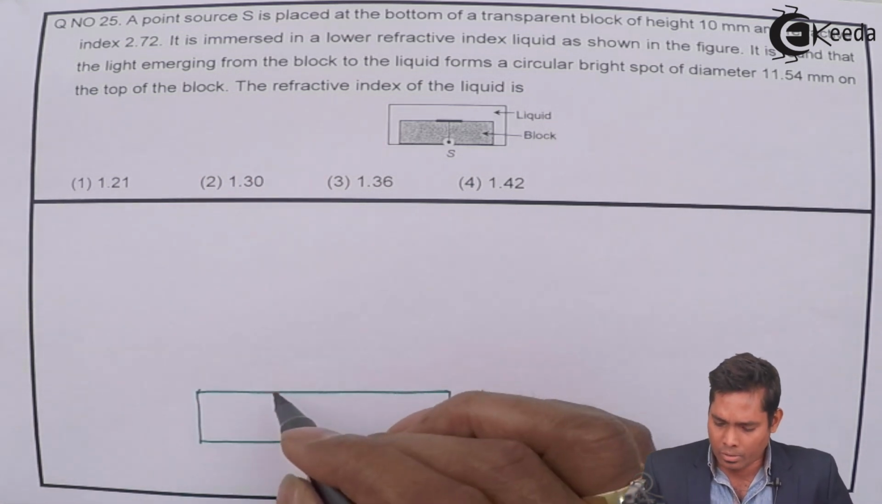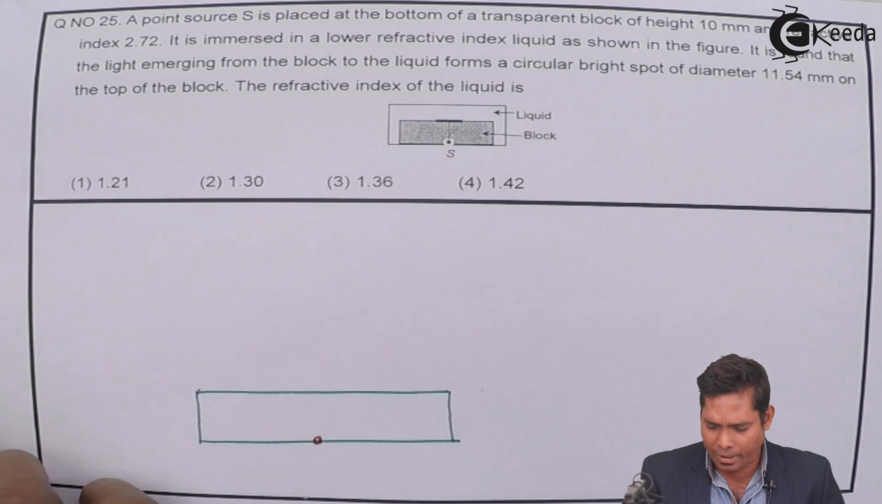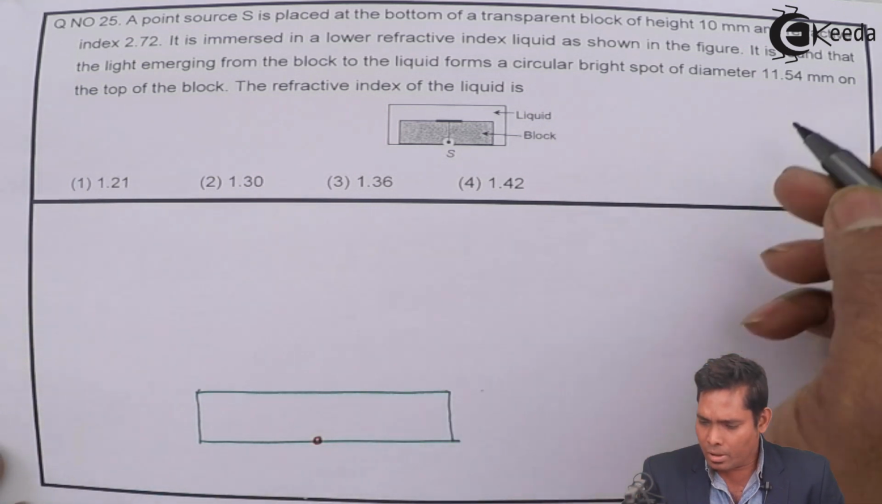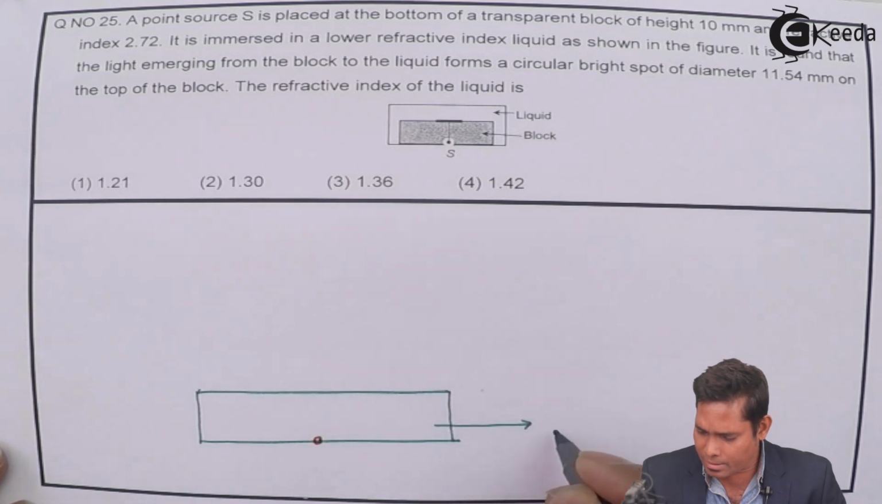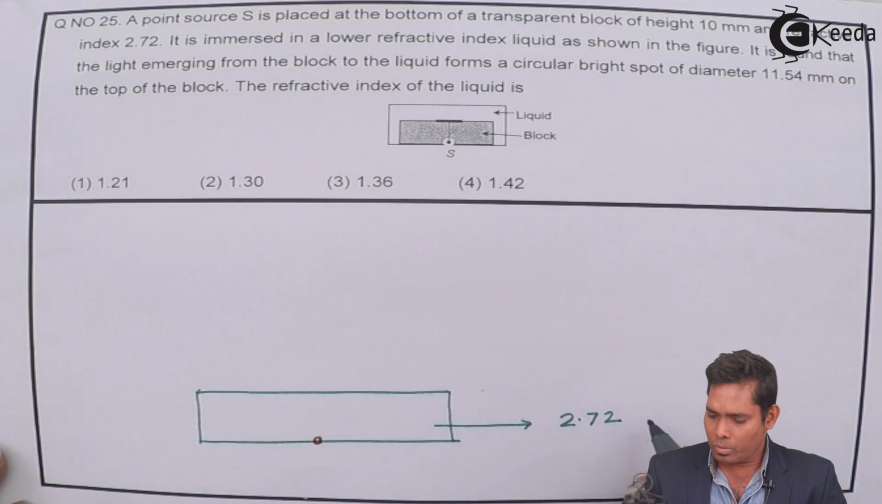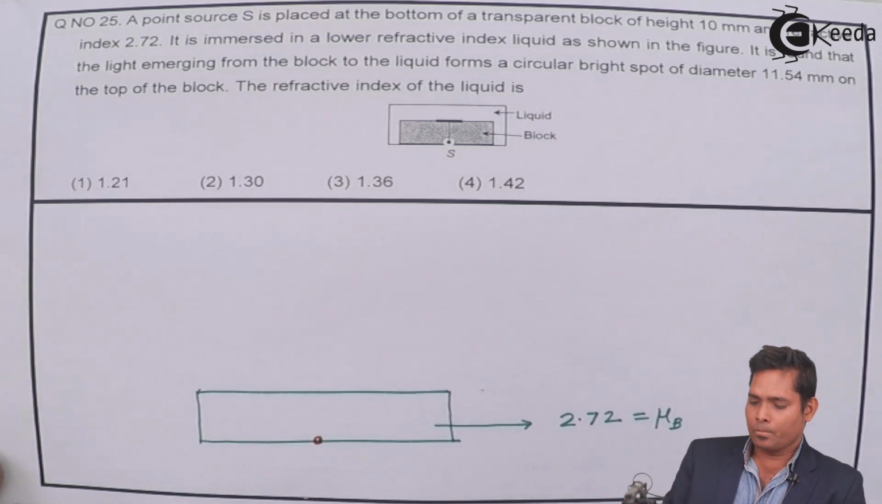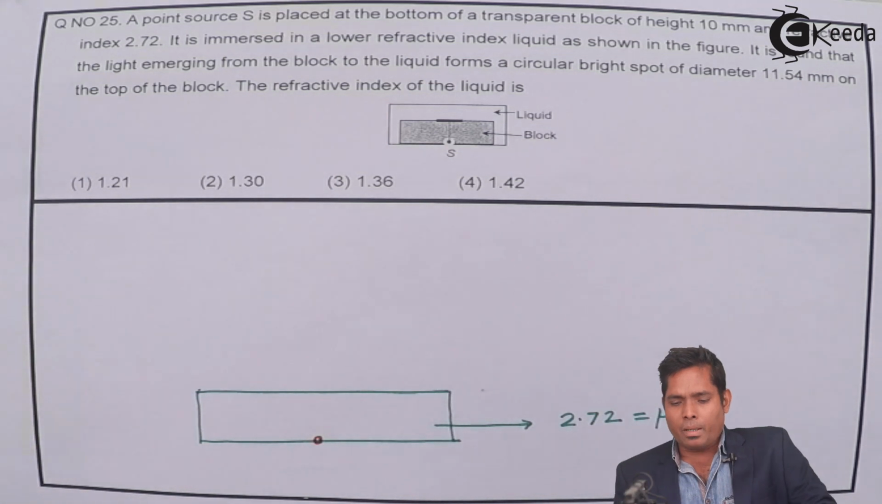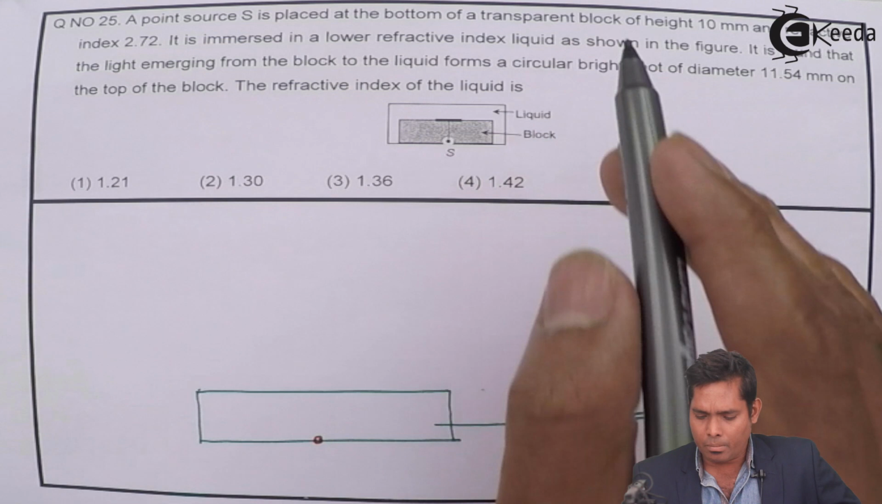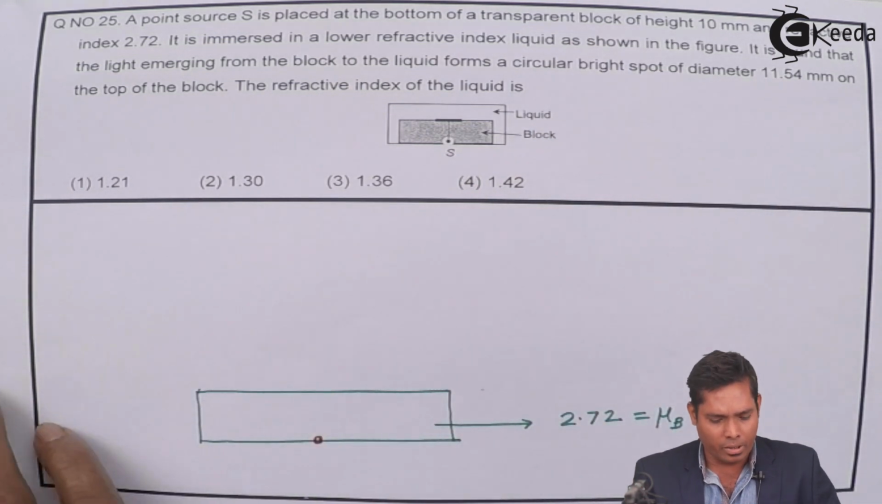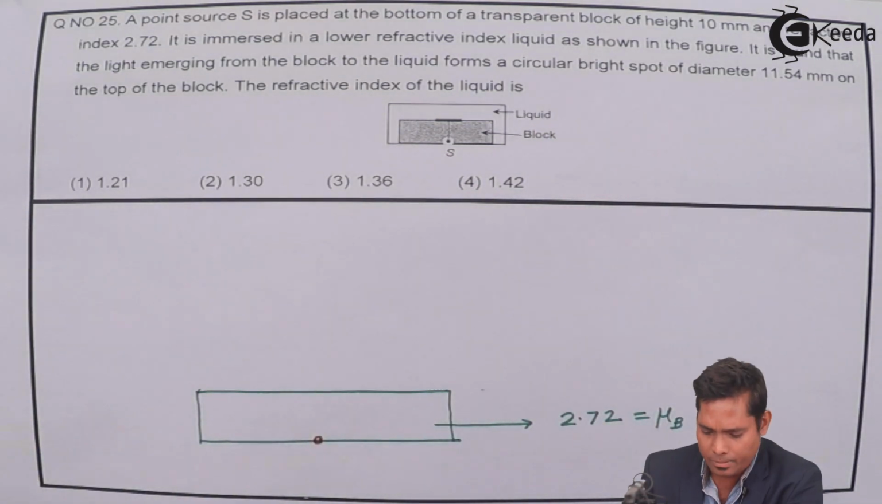And this block is transparent and having a refractive index 2.72. This is the refractive index of the block. It is immersed in a low refractive index liquid. So it is immersed in a liquid.